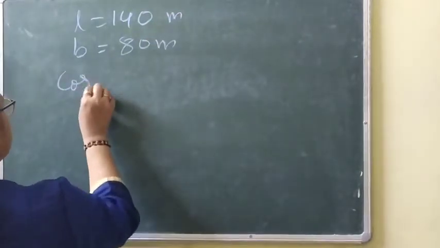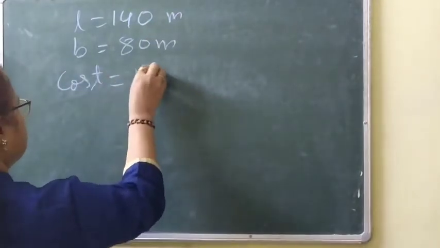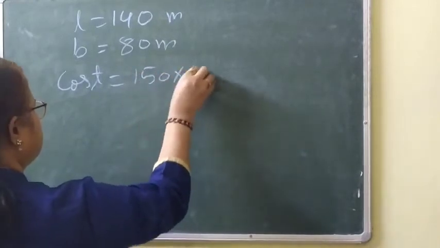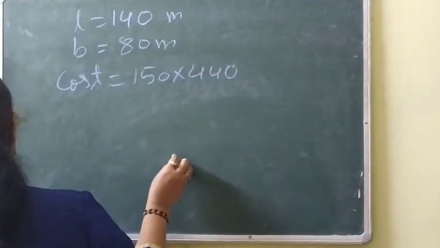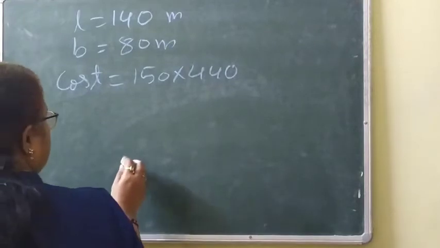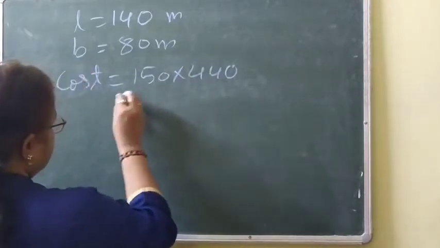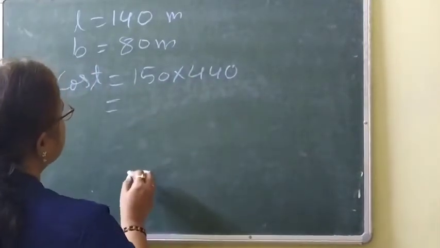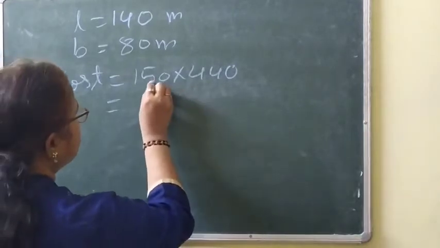So cost will be equal to what? Cost will be equal to 150 into perimeter. Perimeter is what? 440. Clear? 440 was the perimeter. So with perimeter we will multiply. So when we multiply with the perimeter, what we will get here?